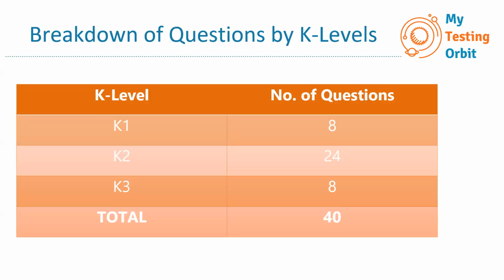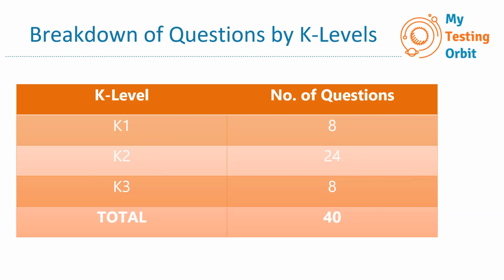If we talk about the breakdown of questions by K levels, there are a total of 40 questions, which we already know. From K1, there will be 8 questions. From K2, there will be 24, and K3, 8. Now if you see, K2 has the most questions, 24 questions. So you can plan the way you want to approach the exam yourself as well.